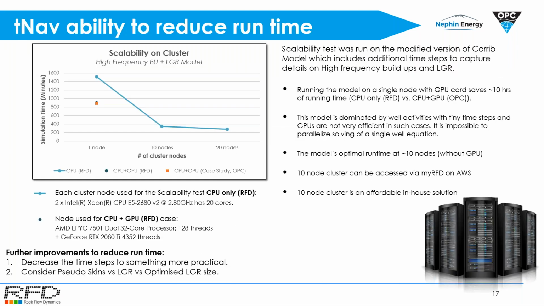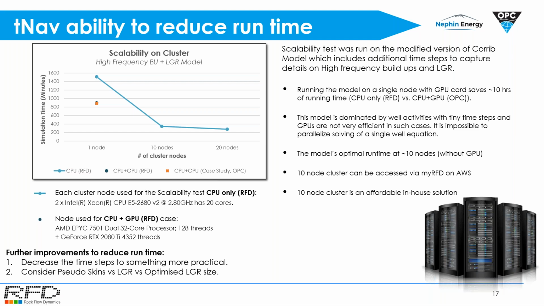So going back to the simulation time, I told tNav about my problems, and I asked them what they could do about it. They tried one node, which is like running it on my workstation in the office, and 10 nodes, which is like running it on a lot more workstations. And you actually find that tNav managed to take it from 15 hours down to 3 to 4 hours. Especially if I decrease the time steps to something more practical, and I consider optimizing my LGR or using pseudoskins, I could definitely get this simulation time down to maybe even 1 or 2 hours.